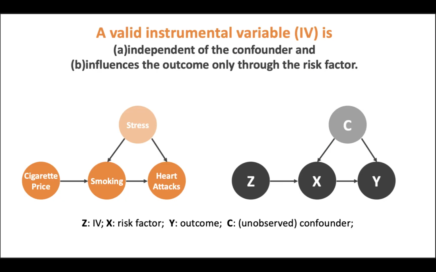One way to avoid doing such an experiment is to use an instrumental variable. Instrumental variables are variables from observational data that behave like an experiment. It is independent of the confounder and influences the outcome only through the risk factor. In our case, cigarette price can be treated as an instrumental variable because it is independent of confounders such as the stress level of a person, and it only influences heart attack rate by changing the smoking rate.